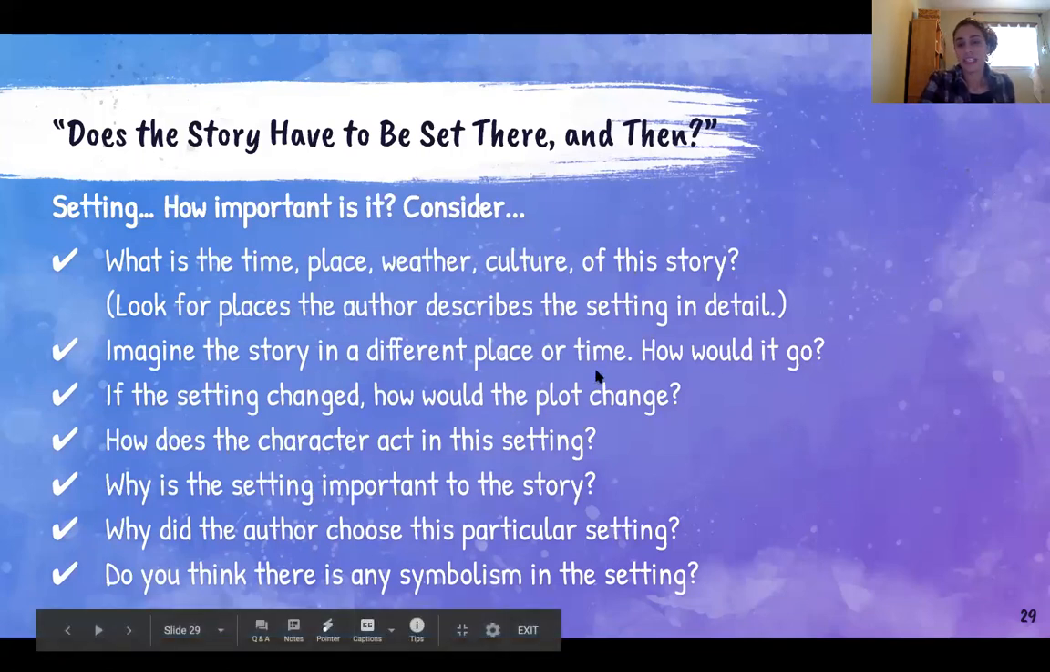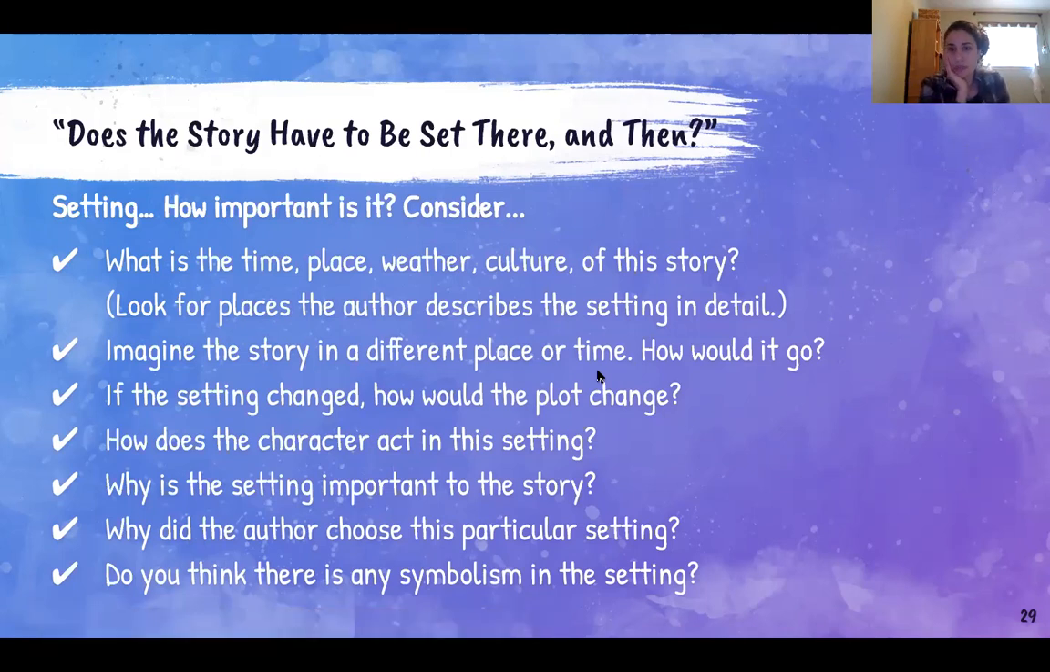Imagine that the story was in a different time or place. How would it go? Could you set this story in a city? Could you set this story on Mars? It just really needs to be where it is because the magic of the forest and the swan all plays deeply into this story. If the setting changed, how would the plot change? How does the character act in the setting? Isn't it interesting that Mr. Peters seemed totally unfazed by the fact that the swan was actually the king of a forest?